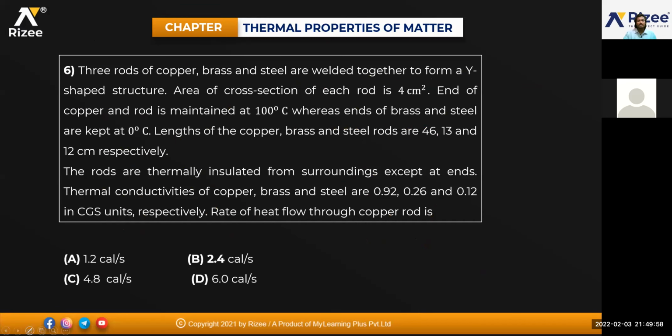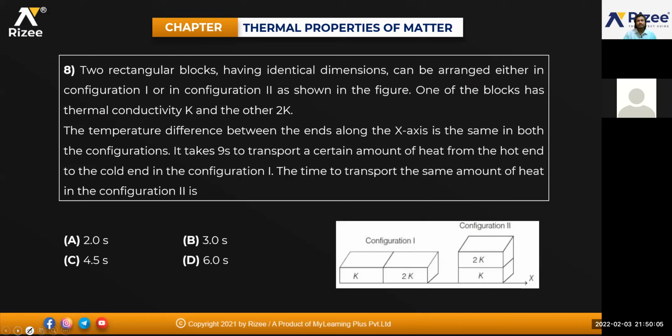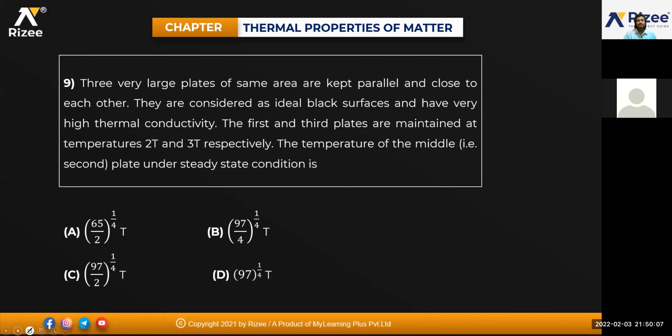This is again a very big question. This is a graph question. This one you try, better. Three very large plates of the same area are being kept parallel and close to each other. They are considered as ideal black bodies and have high thermal conductivities. The first and third plates are maintained at temperatures of 2T and 3T respectively. The temperature of the middle, that is the second plate, under the steady state condition will be equal to how much?